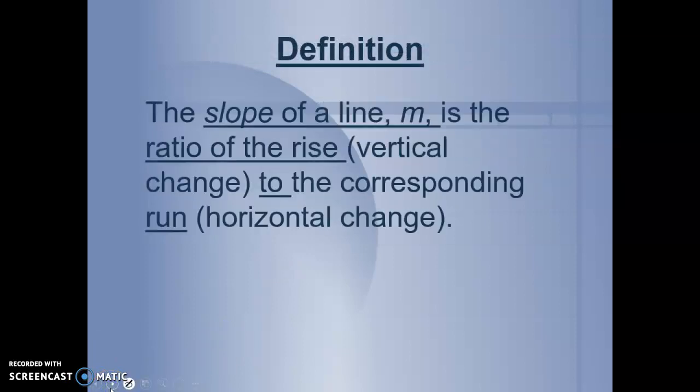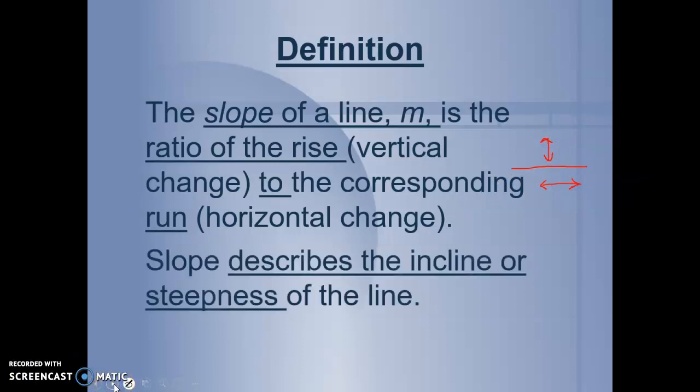The slope of a line, which is represented with the letter m, is the ratio of the rise, the vertical change, to the corresponding run, the horizontal change. So we want to know how much the line changes vertically and write a ratio with how much it changes horizontally. We call that rise over run, or slope. Slope is really just how much it changes from one point to another. It describes the incline or the steepness of the line.